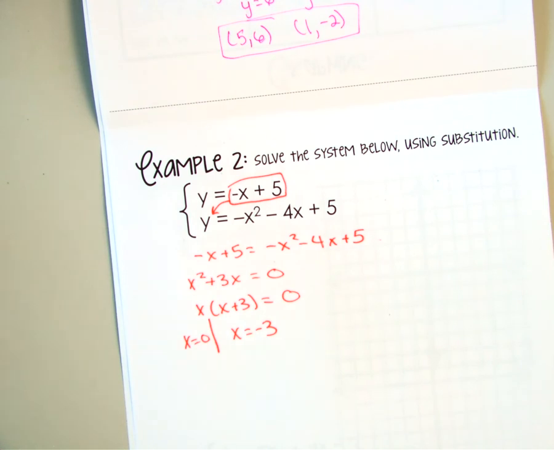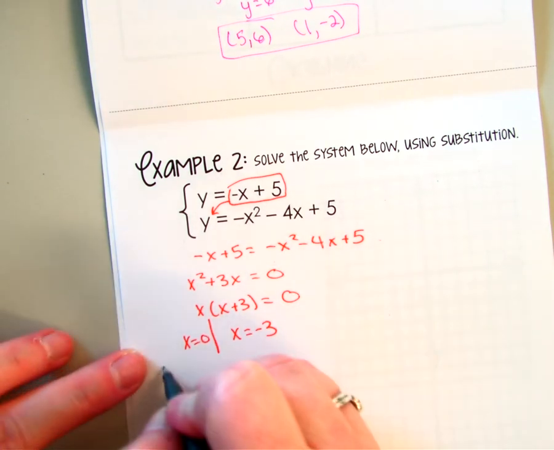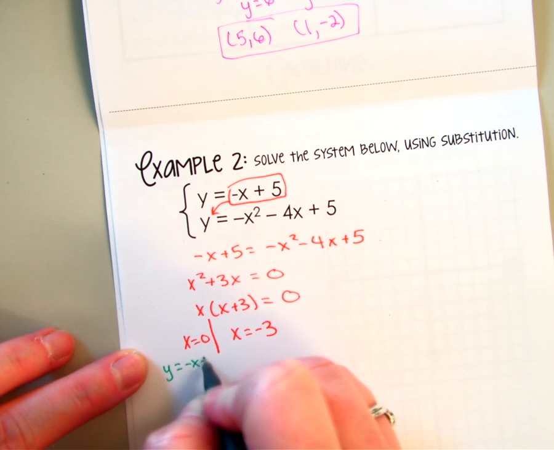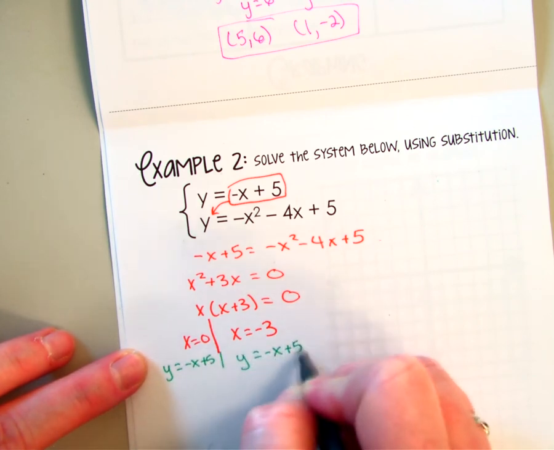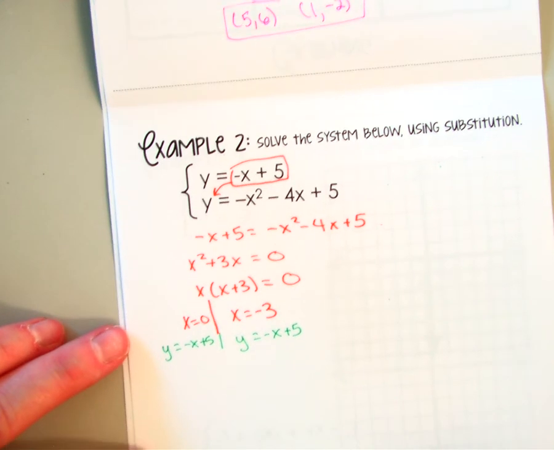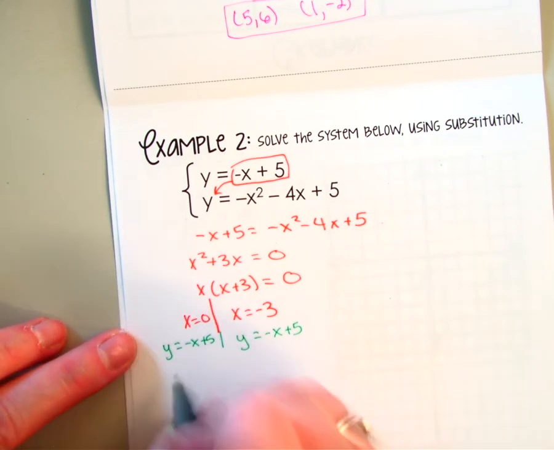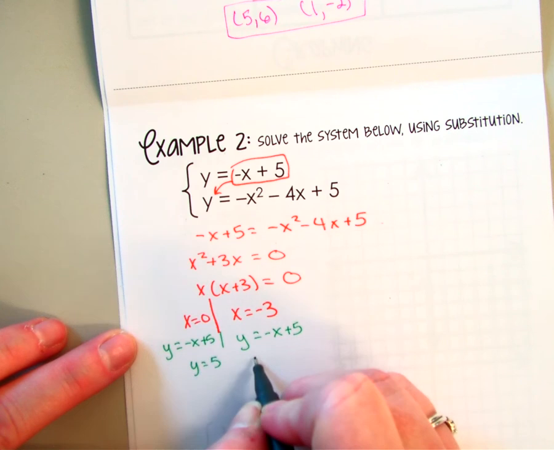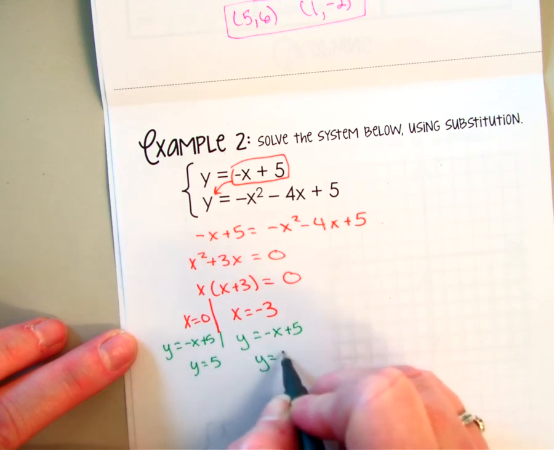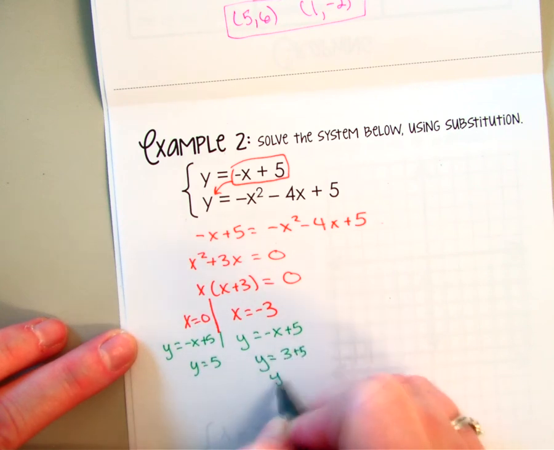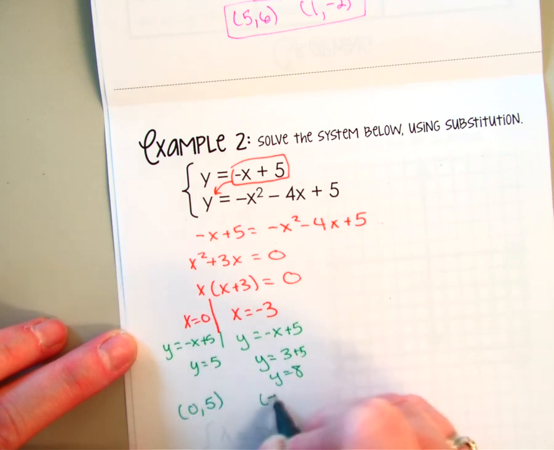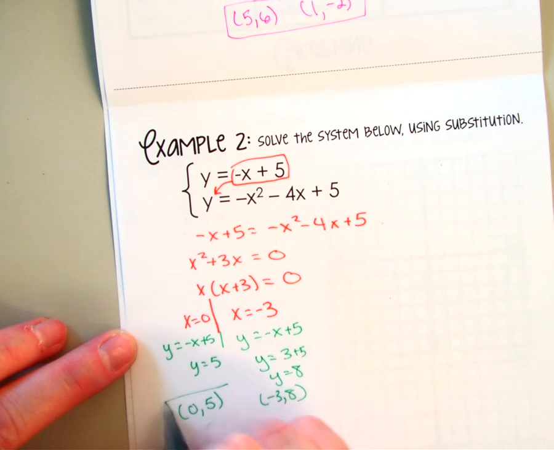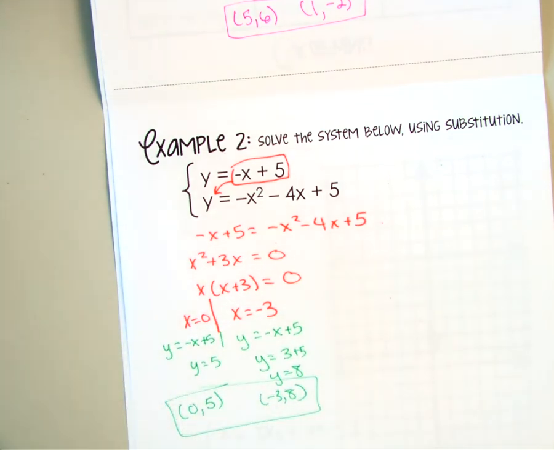So again, I'm going to go ahead and plug into an equation. Doesn't matter which equation, you will still get the same answer for y. So I'm going to plug into that first linear equation just because I think it's going to be a little easier. So I get y equals 5, y equals 3 plus 5, so y equals 8. So 0, 5 and negative 3, 8. Those are our two solutions for this. All right.